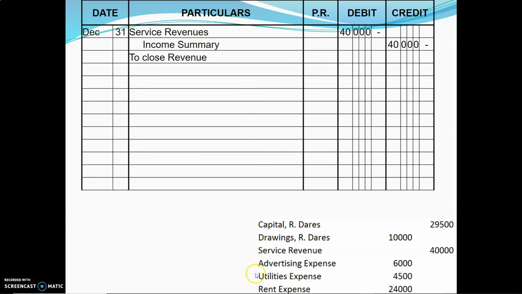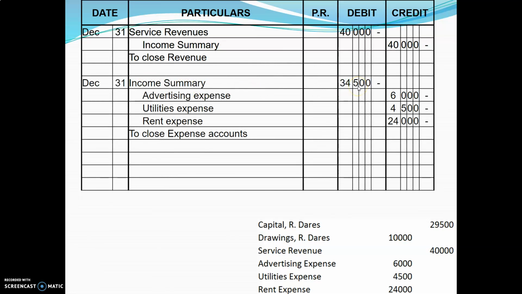Next on the chopping block here are the expenses. So we're going to have to figure out what these things are. These are currently debits, and we want to credit each account separately to set the balance to 0. So we will be crediting advertising expense 6,000, utilities expense 4,500, and rent expense 24,000. And then these totals, if we're to add them all up, there's 10,500, there's 34,500. We would be taking that amount and we'd be putting it into the income summary as a debit. So here we go, 34,500, and here's our advertising expense, and as expected, these are in fact credited.